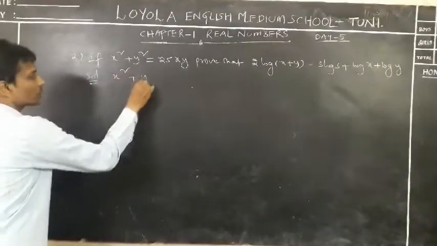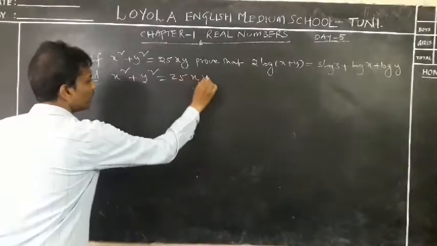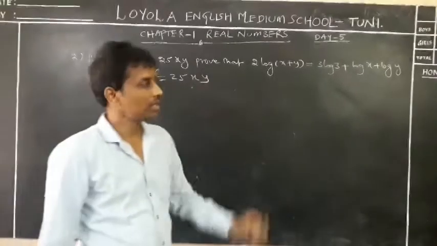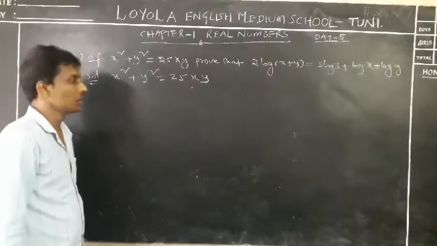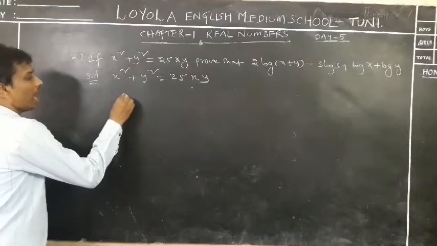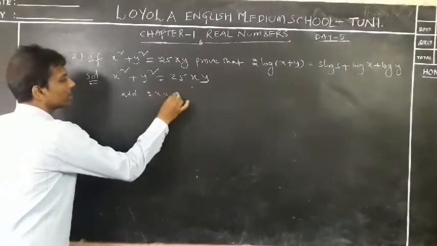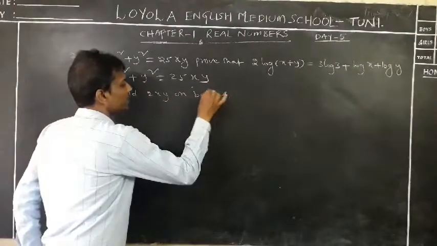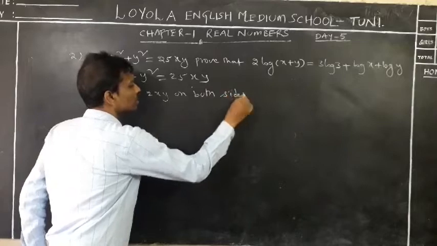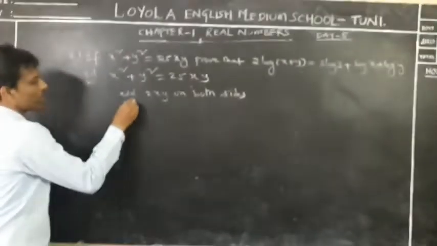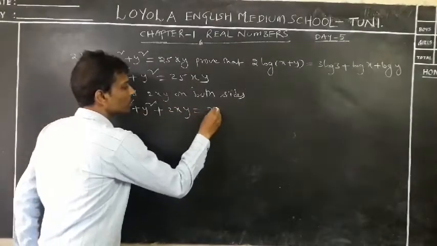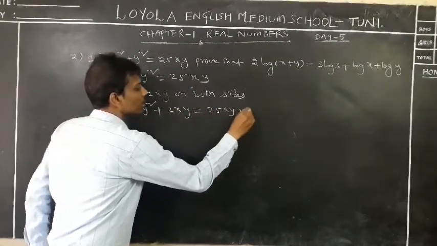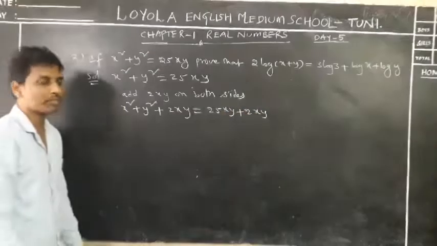Let us go through the solution part. X square plus y square is equal to 25xy. Anyway, we get a clarity. In our conclusion, we must get 27xy. So, to do that, add 2xy on both sides. X square plus y square plus 2xy is equal to 25xy plus 2xy.